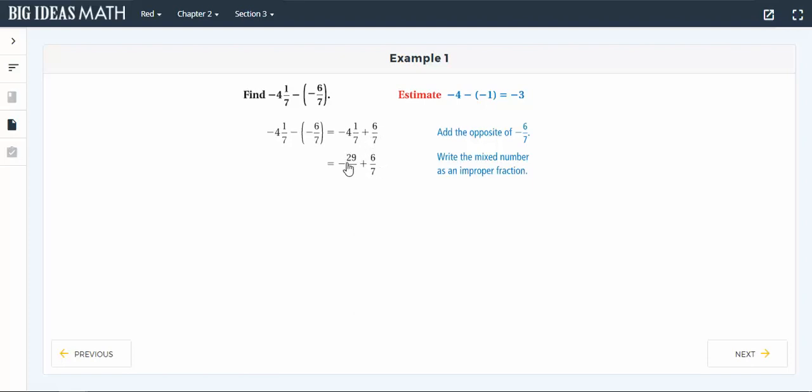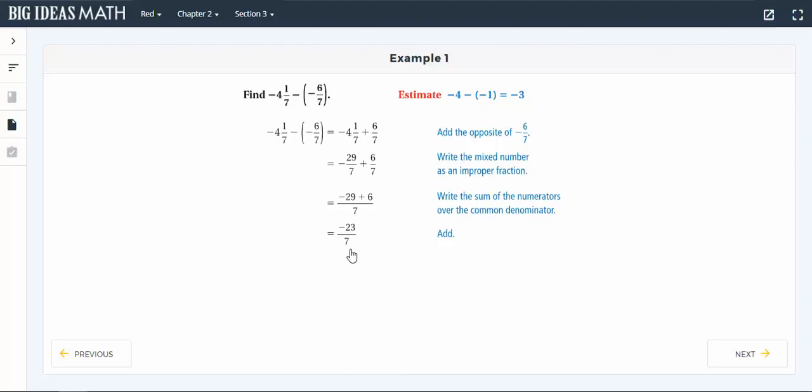So now remember, we have a negative and we have a positive. So when we have one of each, we actually subtract and give it the bigger sign. So 29 is bigger than 6. Our answer will be negative. And when we subtract, we get negative 29 plus 6 is negative 23 over 7.